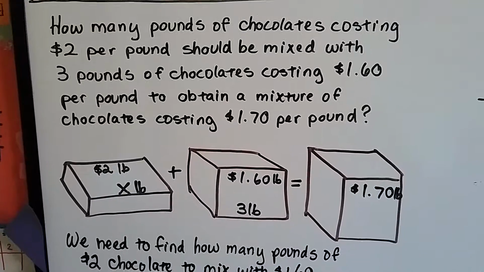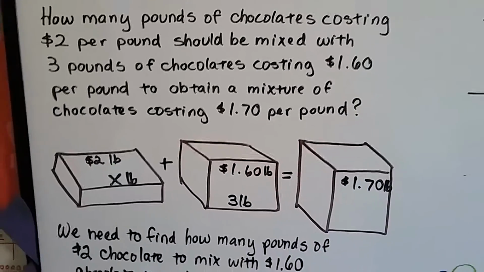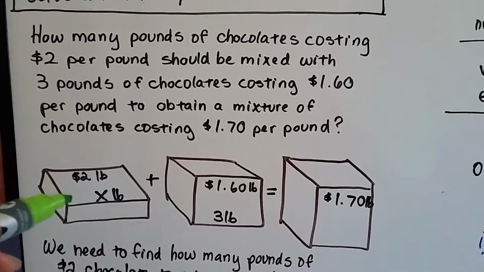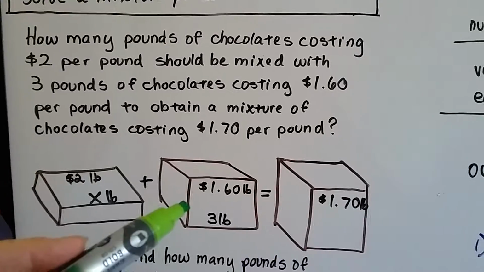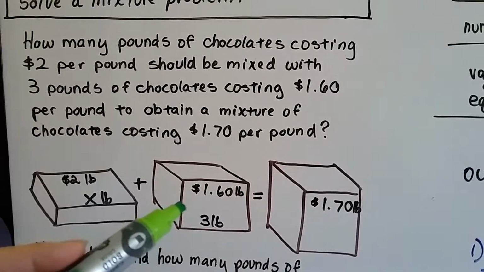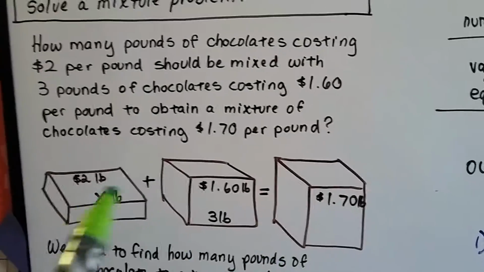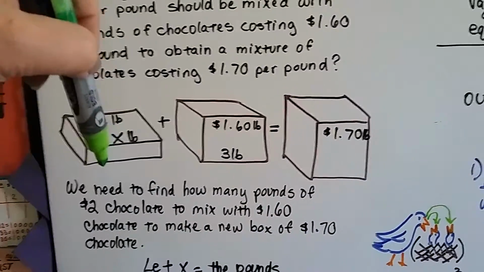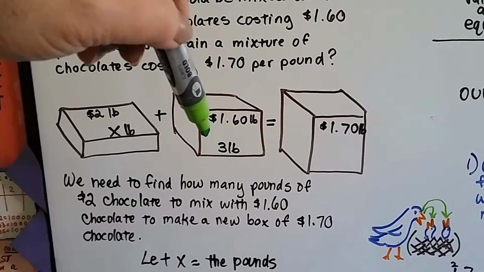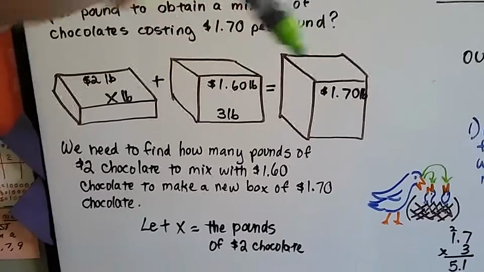Here's our problem. How many pounds of chocolates costing $2 per pound, that's the first box, should be mixed with 3 pounds of chocolates costing $1.60 per pound to obtain a mixture of chocolates costing $1.70 per pound? So we need to find how many pounds of $2 chocolate to mix with the $1.60 per pound chocolate to make a new box of $1.70 per pound chocolate.